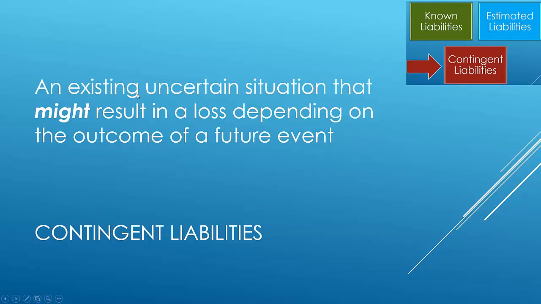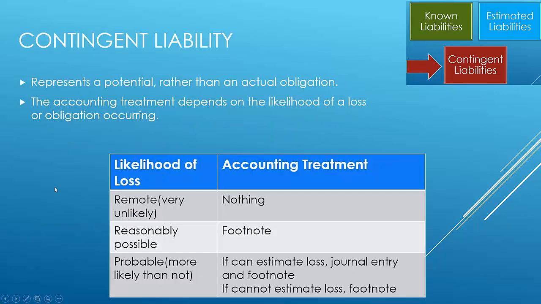So the definition of this is it's an existing but yet uncertain situation, and it might result in a loss, but it depends upon something that's going to happen in the future. So what the heck do we do with those? Well, here's a little happy table that will kind of tell you what to do.